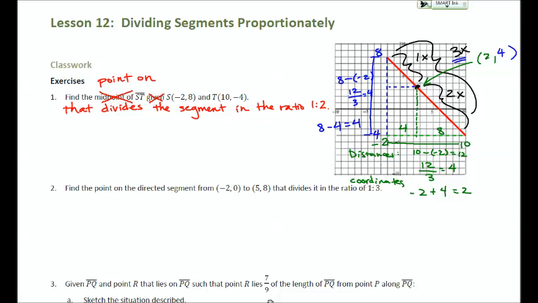So the point on segment ST that divides the segment in the ratio of 1 to 2 is the coordinate (2, 4).